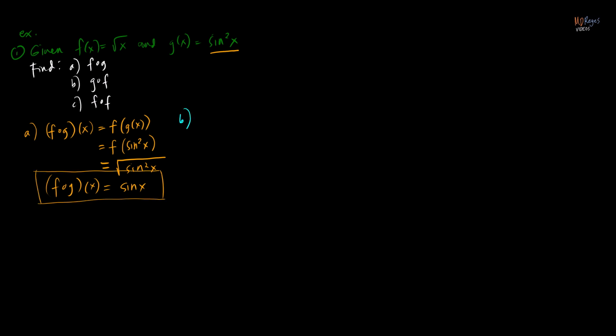Now let's go to letter B. Letter B is g circle f of x. So by definition, this is g of f of x. But what is f of x equal to? F of x is equal to square root of x according to the given function. Now we apply square root of x to function g. So in that case, we have to write square root of x for every x in the function g. So that's going to give us sine squared of square root of x. Now this is g circle f of x.